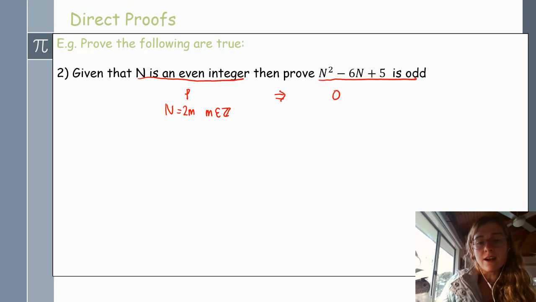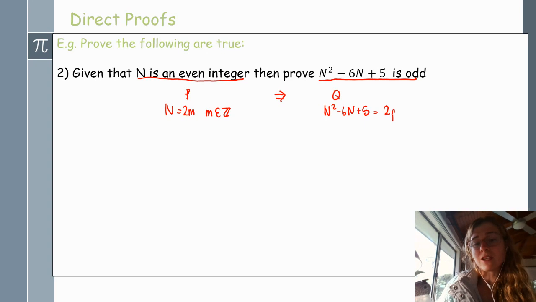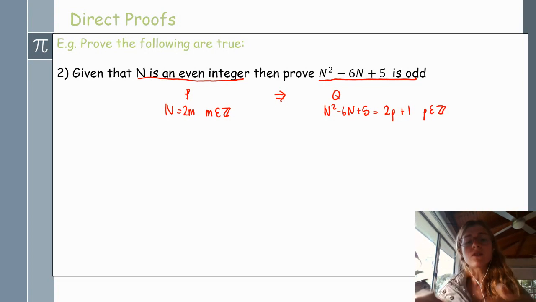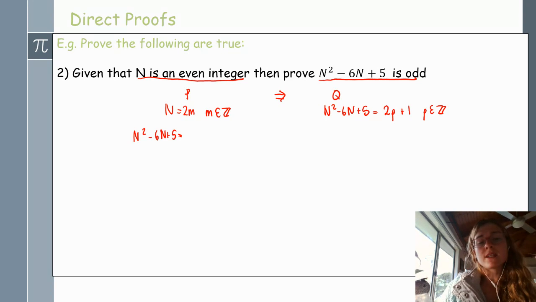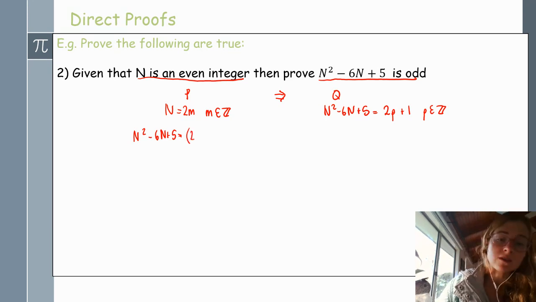Then I've got to prove that q is true, so that n squared minus 6n plus 5 is odd. I could let the odd part be, again, maybe 2p plus 1, where p is within Z. So let's have a look at our p and try and do something to it so we can get our q. N equals 2m. Okay, well, why don't I just let n squared minus 6n plus 5 and see what that looks like using our p fact that n is 2m. So I'm just going to substitute the 2m inside. So I have 2m squared minus 6 times 2m plus 5.